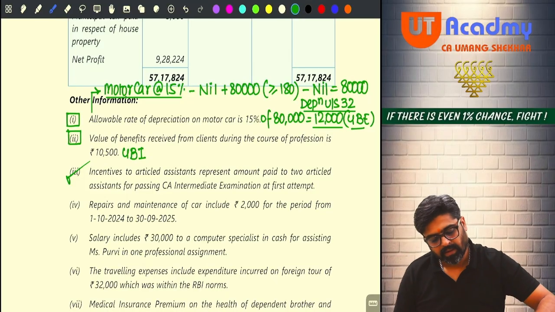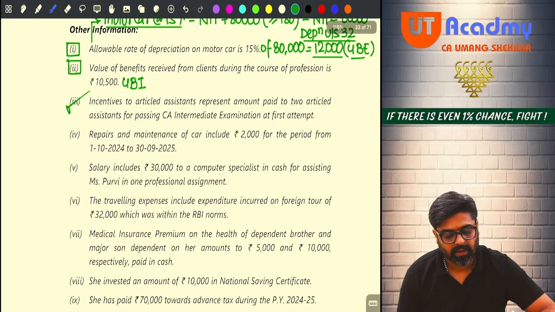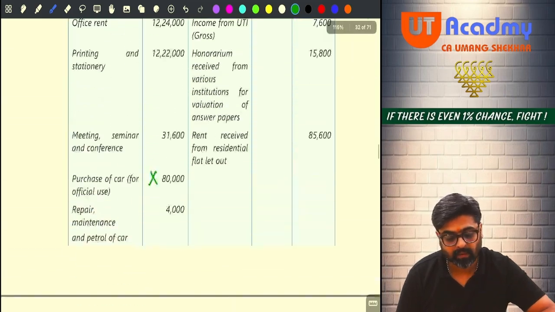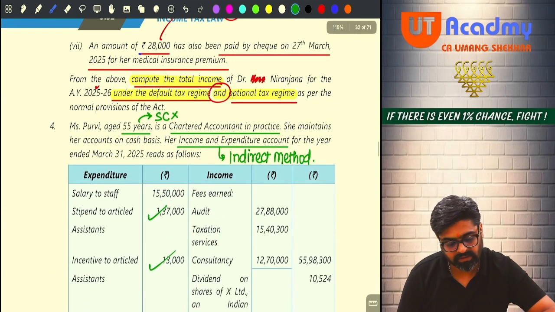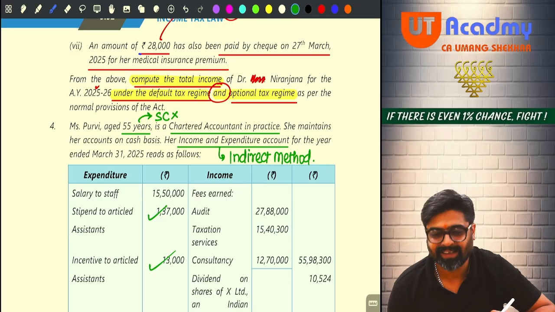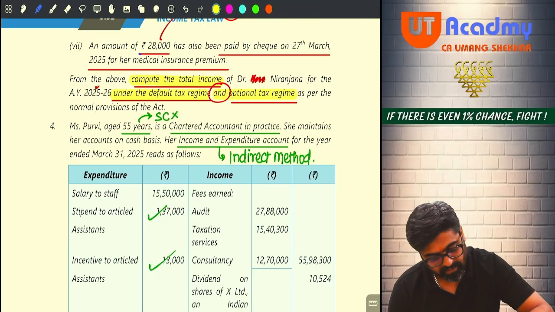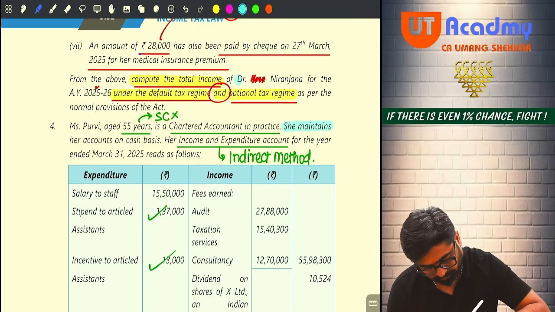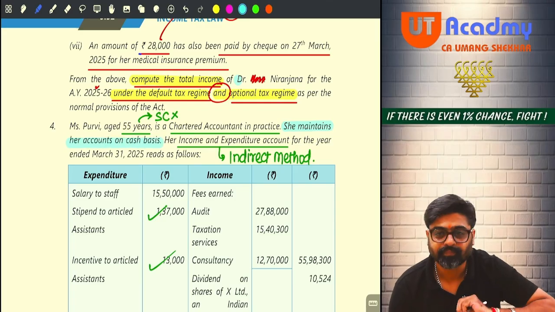Okay, next one. Repairs and maintenance of the car include 2000 for the period from 1st October 2024 to 30th September 25. Now wait, can you see the first line of the question? I have deliberately not read that line. Yes, now I am going to read. See, they are saying that she maintains her accounts on what basis?